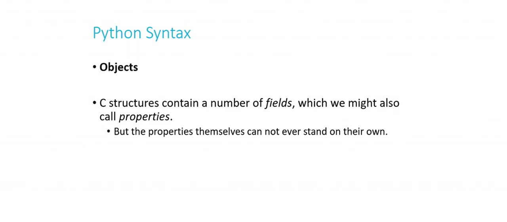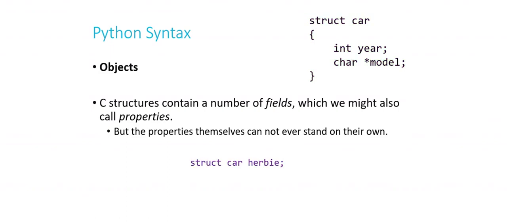But those properties are never able to just be on their own, right? They're always bound up and tied into some definition of some C structure. So if I define in C here, as I do at the top right, a car structure that has 2 fields or 2 properties in it, year and model, I might be able to say the following. Struct car Herbie. I'm declaring a new variable of type struct car called Herbie. And I'm saying Herbie.year equals 1963. Herbie.model equals Beetle. Totally OK, right?